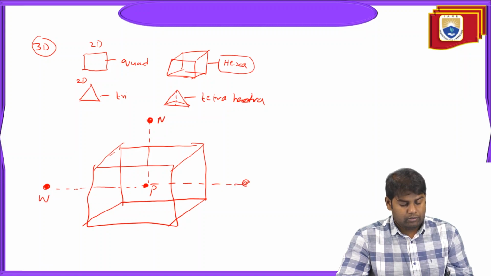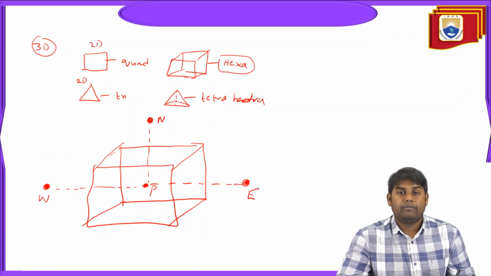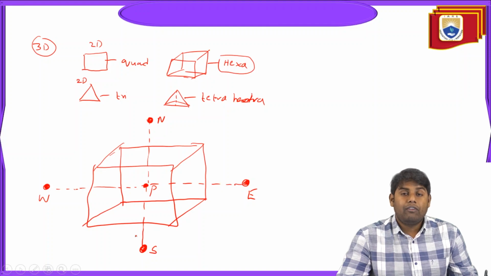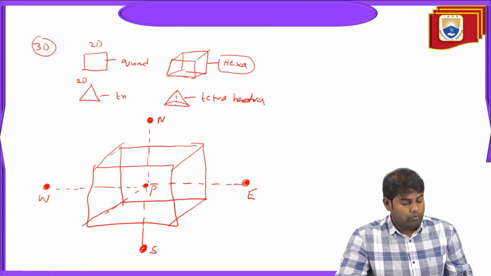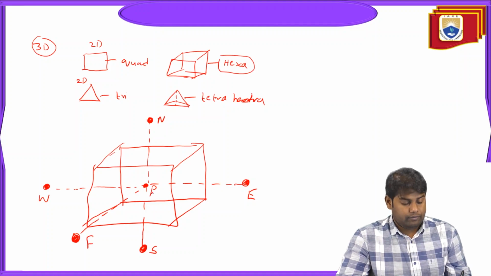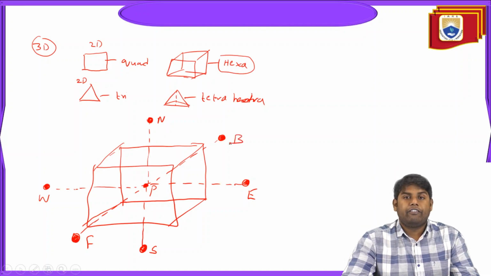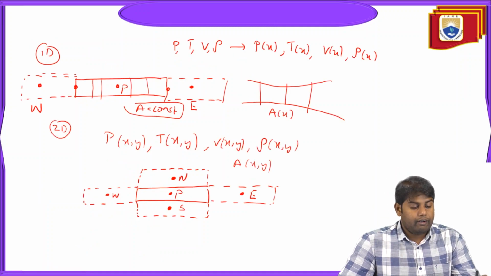So here we have it as east. Similarly, at the bottom we have south. Additionally, here we have front, and here we have back. That is the difference. So you take it for the 1D.